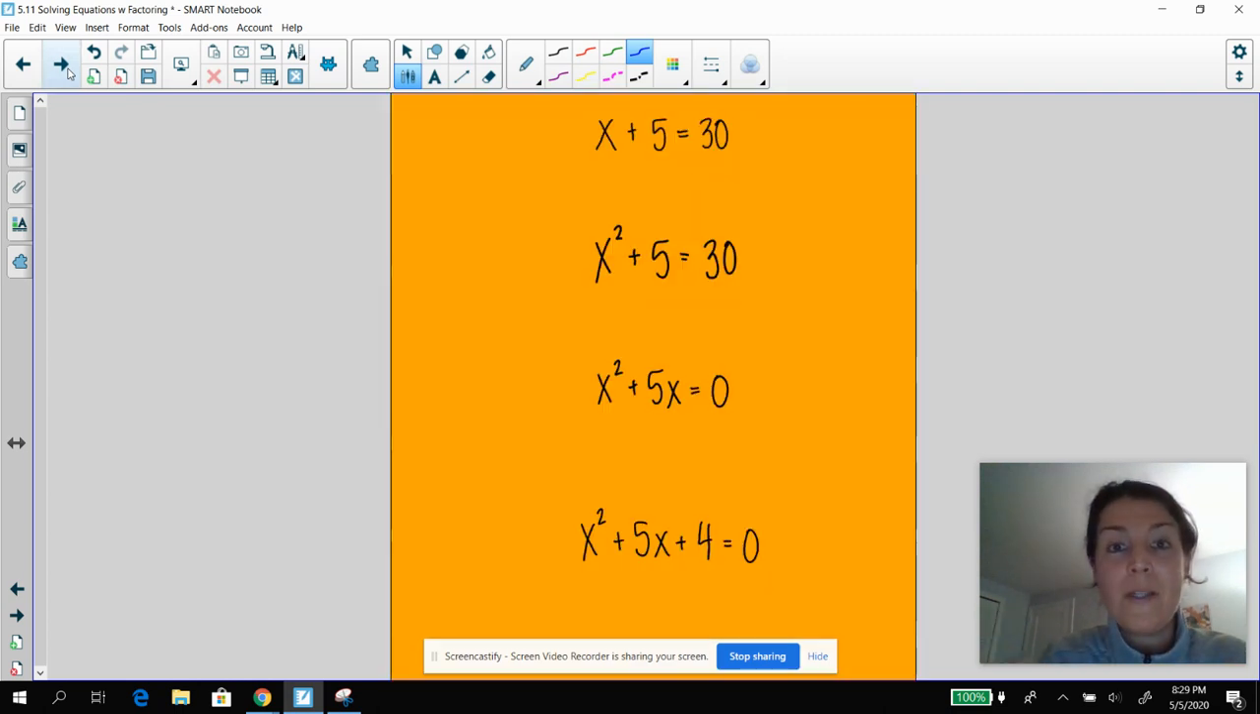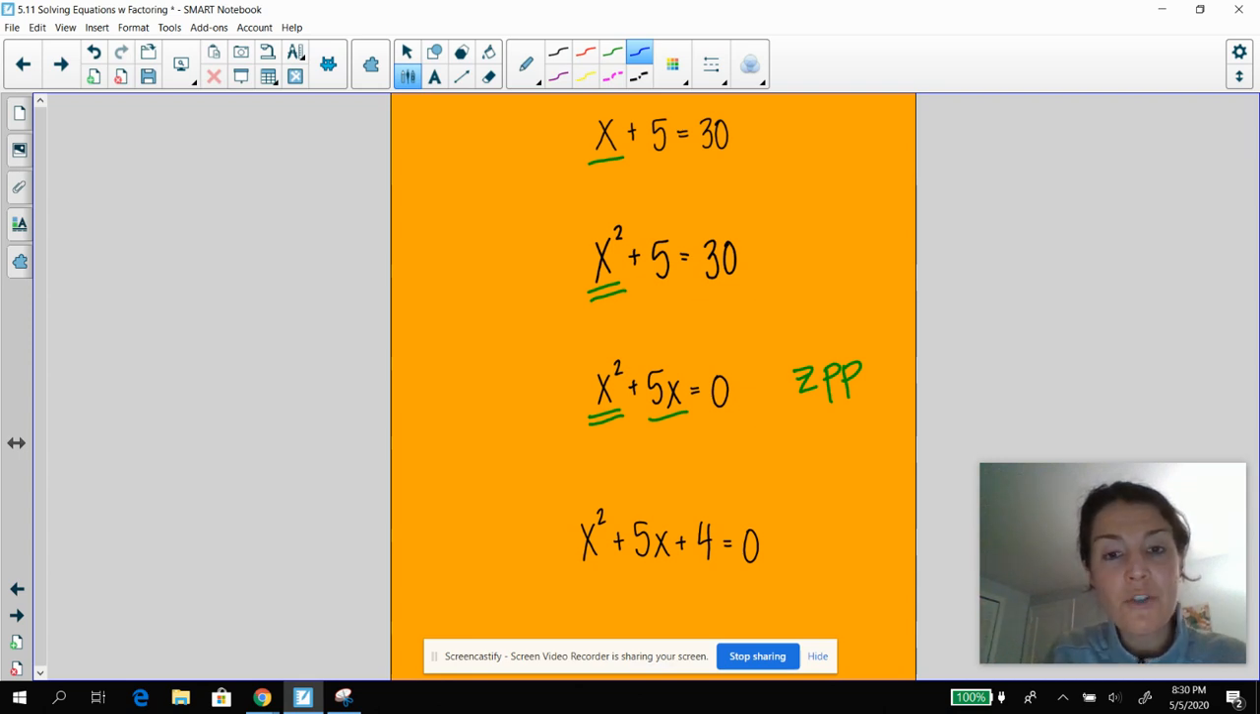Now remember, we started with just a plain old x, and all we had to do was isolate it and subtract 5 from both sides. Then we added in a little x squared. We still had to isolate it, but then we had to square root both sides. Then we got to a point where we had x squared and x. And here is when we had ZPP. So we had to factor and then solve.